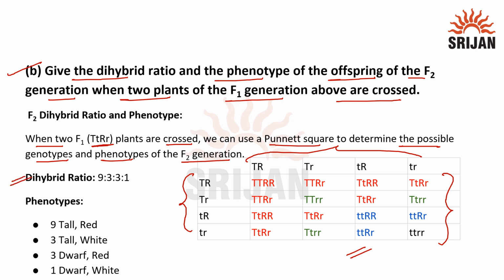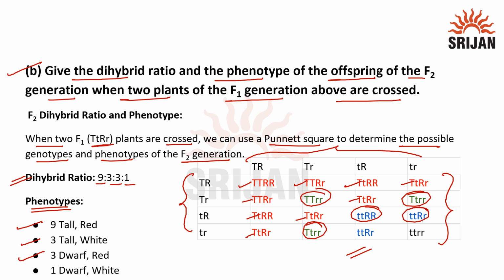Here we have the dihybrid ratio, that is 9:3:3:1, and the phenotypes are 9 tall and red. So the ones highlighted with red color are 9 in number and they are tall and red. Then we have 3 tall and white. So these are tall and white. Then we have 3 dwarf and red. So the ones highlighted in blue color are dwarf and red. And then we have 1 dwarf and white, that is this one.